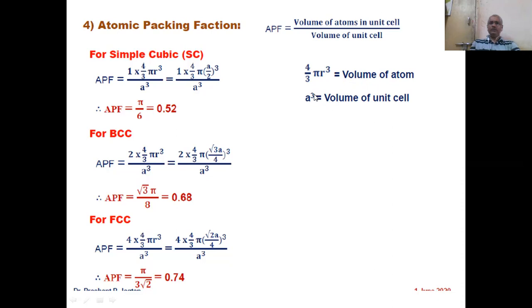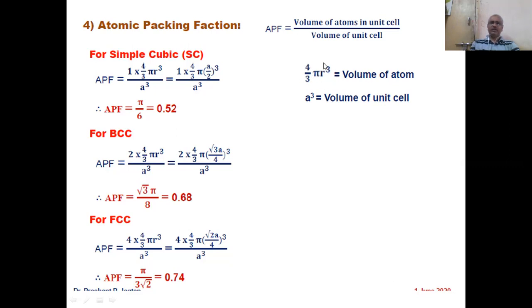The volume of the unit cell is a cube, because it is a cubic unit cell with all sides equal. So, length, breadth, and height give a cube. This is the volume of the unit cell. Now, if there is only one atom per unit cell, then the volume occupied by the atom in the unit cell is 4/3 pi r cube. If there are 2 atoms, multiply this factor by 2. If there are 3 atoms, multiply by 3. If there are 4 atoms, multiply by 4.